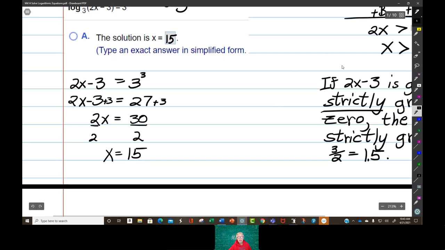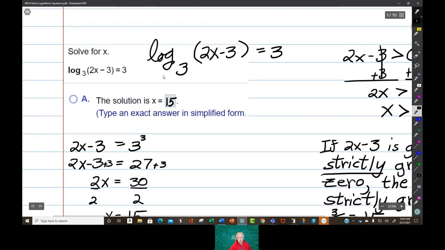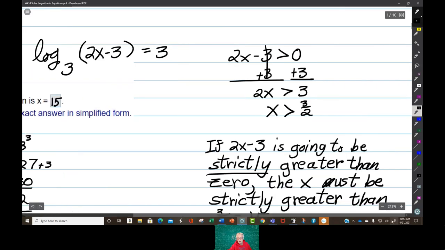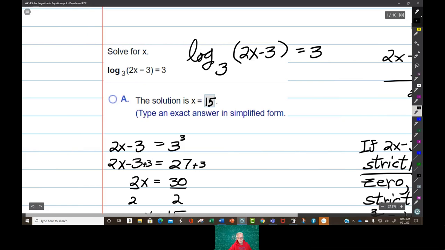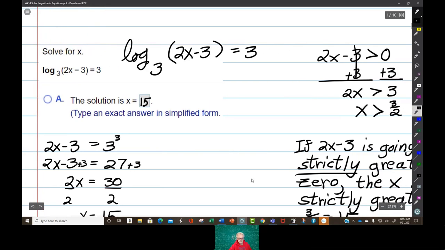So there are really two steps involved. You solve the problem, yes, by using the definition of a logarithm. That is, base raised to power equals argument. But you also have to find out what x is allowed to equal. Or that old MyMathLab, that'll get you.